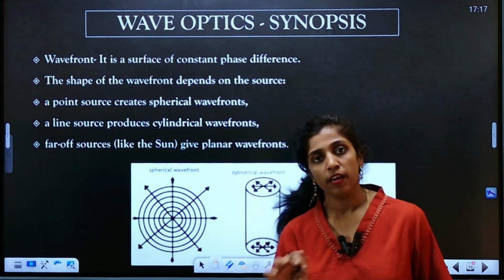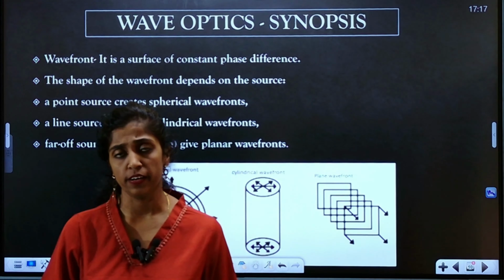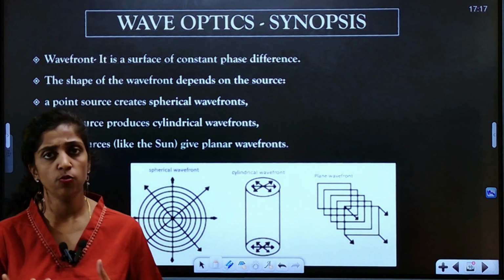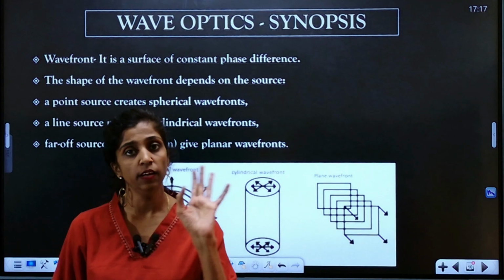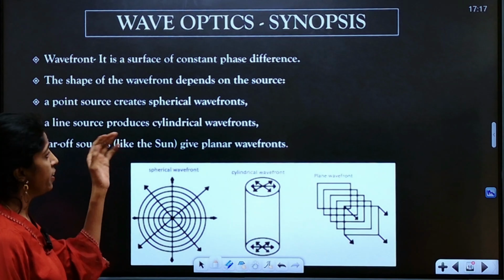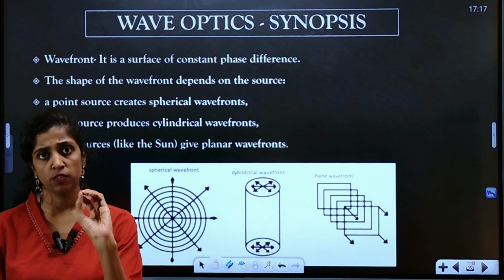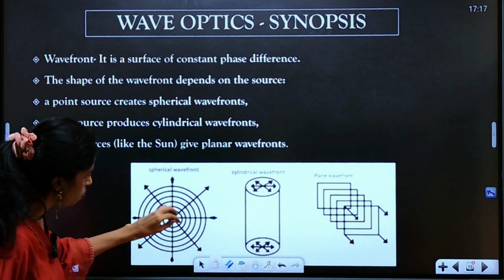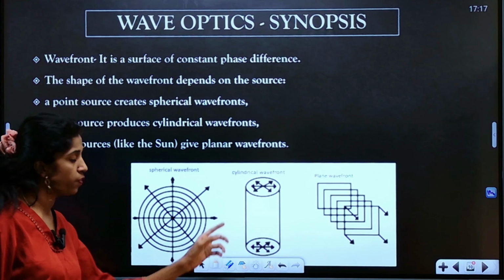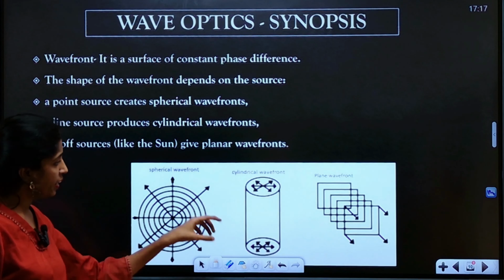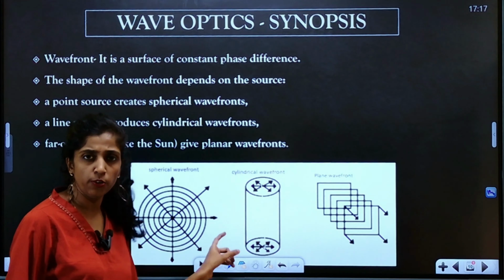And then coming to the wave optics chapter, the last chapter, you should know what a wavefront is. Huygens is the one who introduced this concept of wave optics. And what is a wavefront here? It's a surface of constant phase. It depends on the shape of the source. If the source is a point source, what happens? The wavefront produced is a spherical wavefront. And if the source is a line source, then the wavefront produced is cylindrical.